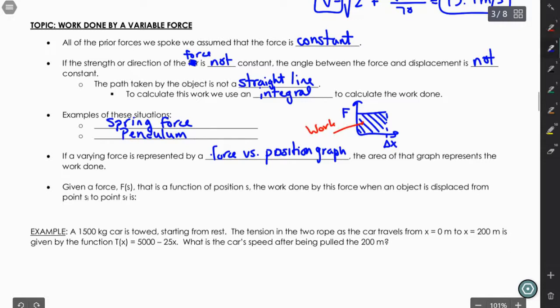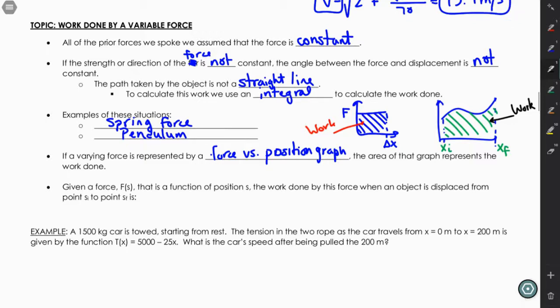Now, in Physics C, we're going to get things like this. We're not going to get nice functions, where we're going to have to find the area under this function. So it'd be like xi, xf. Again, under here is our work. But it's not as simple as finding the area of a rectangle. Here we're going to have to find the area under this function.